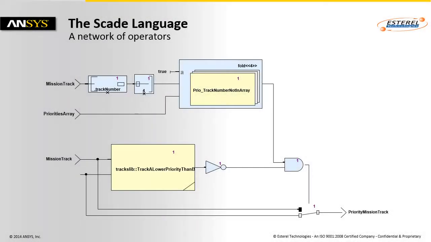A SCADE model is a network of operators. The arrows denote the flows of data between the operators that continuously compute their outputs from the inputs. The boxes are operations and flows. An operator is either a primitive, a SCADE model, or imported code, for example, external C code. A SCADE model is composed of a network of primitive operators, such as plus, and, or user-defined operators drawn as boxes.